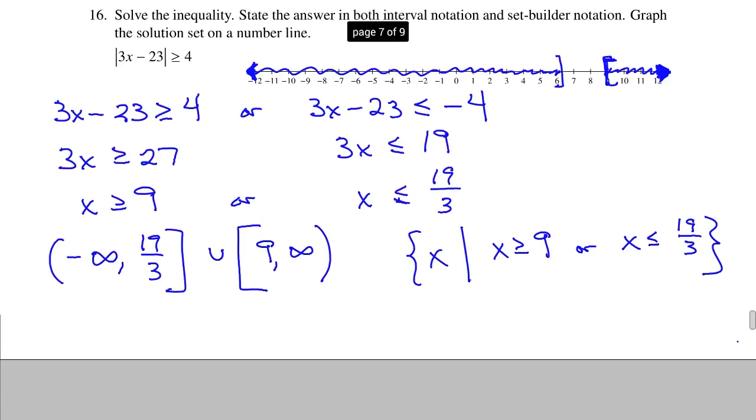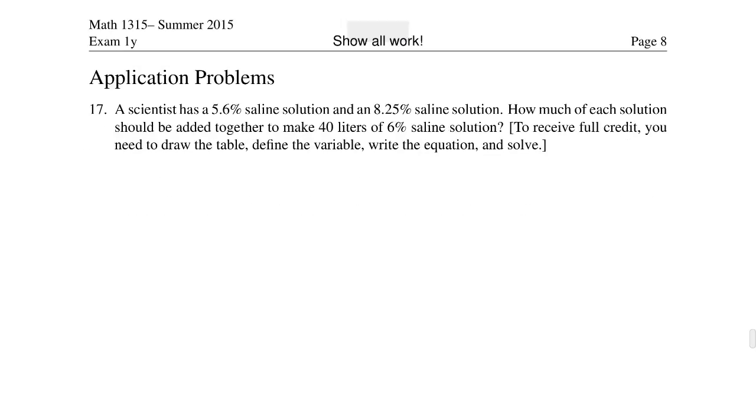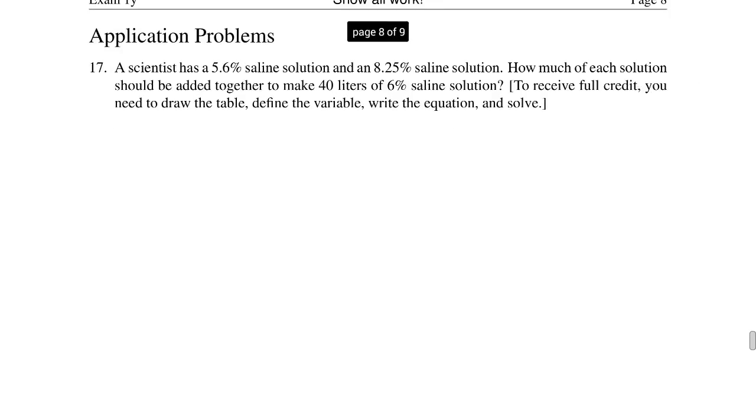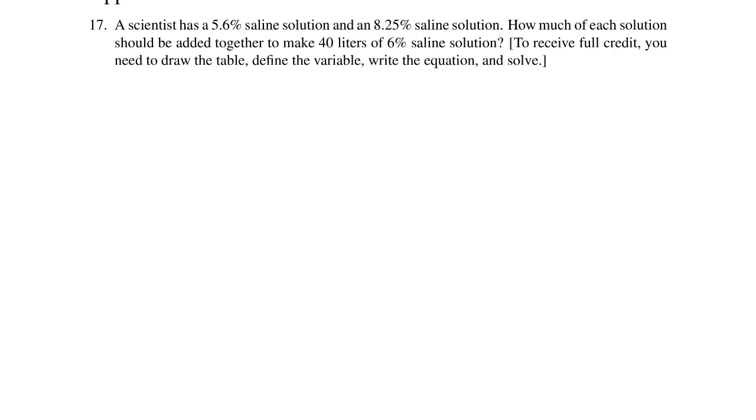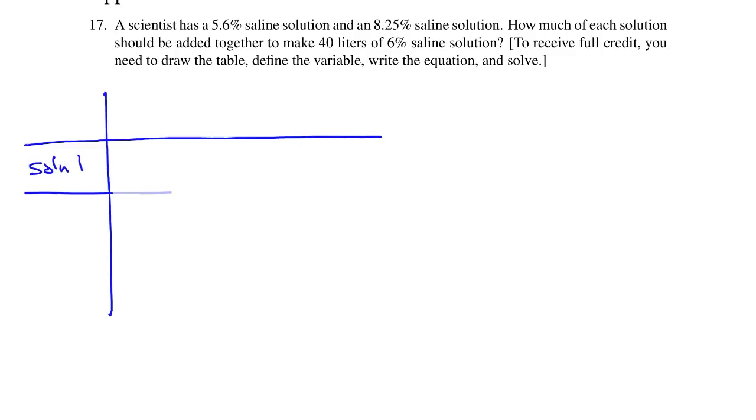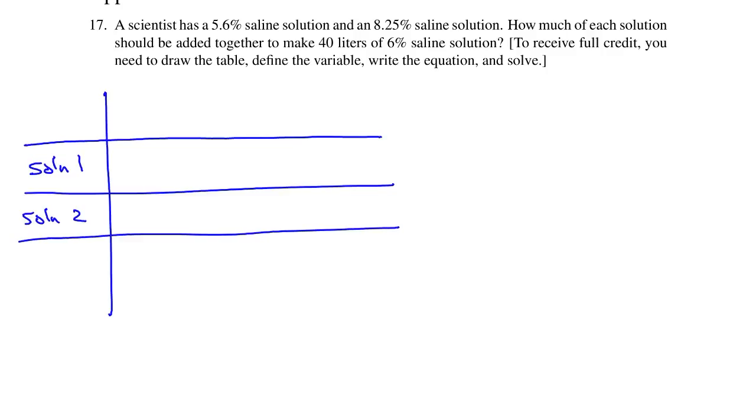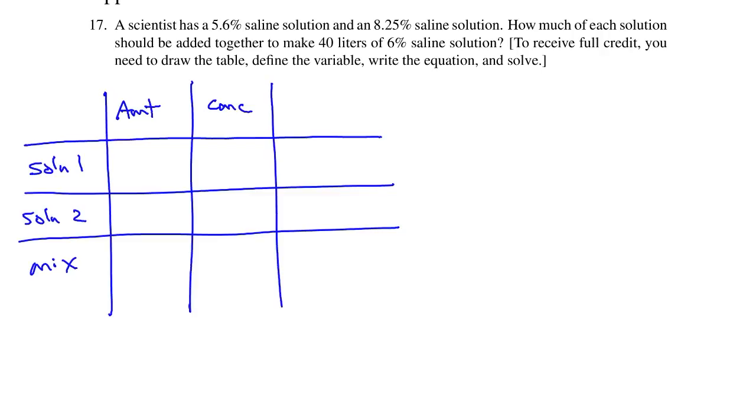All right, let's take a look at the application problems. Number 17, a scientist has 5.6% saline solution and 8.25% saline solution. How much of each solution should be added together to make 40 liters of a 6% saline solution? All right, so I'm going to start with the table. So we're going to have solution 1, solution 2, and the mixture. We'll have the amount right here, the concentration percentage, and then since it's a saline solution, this is amount of salt.